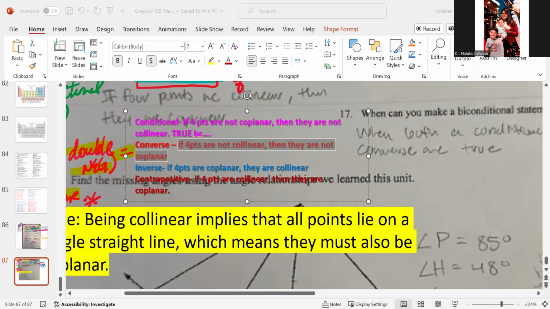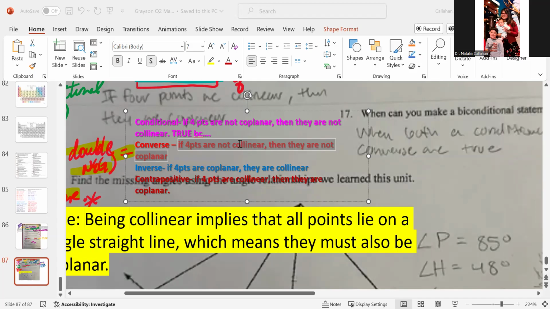If they're not on the same line, the converse is, if they're not on the same plane... Oh, no, it's false. If 4 points are not on the same line, they could still land on the same plane. That is technically true. If they're not collinear, which means they're not on the same line, they can still be on the same plane. So that one is false.